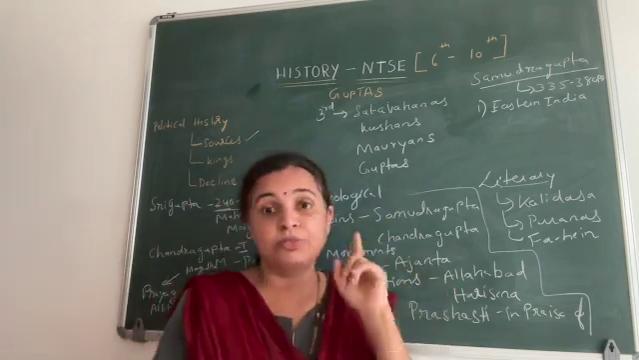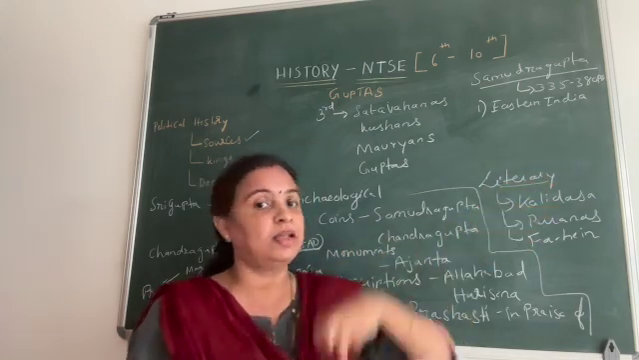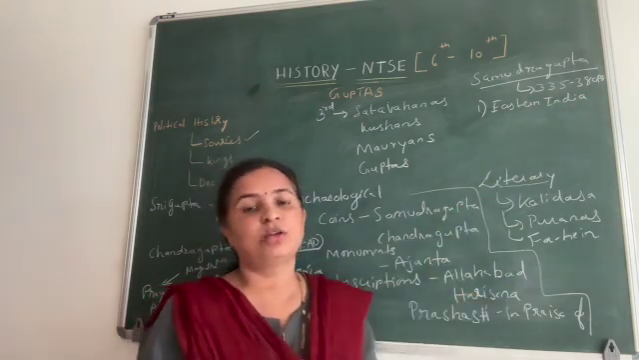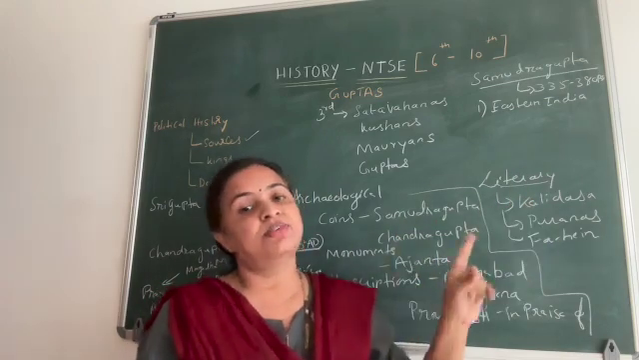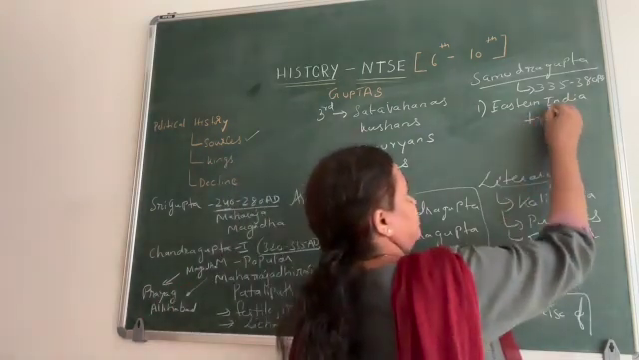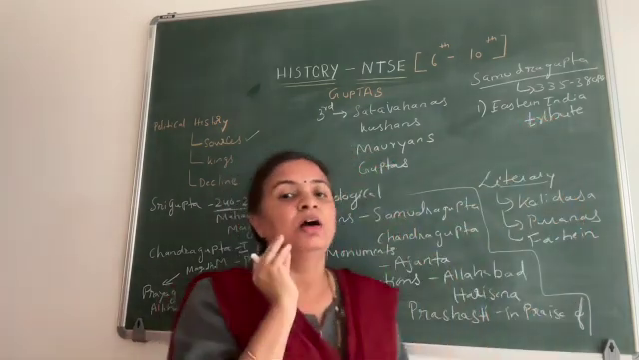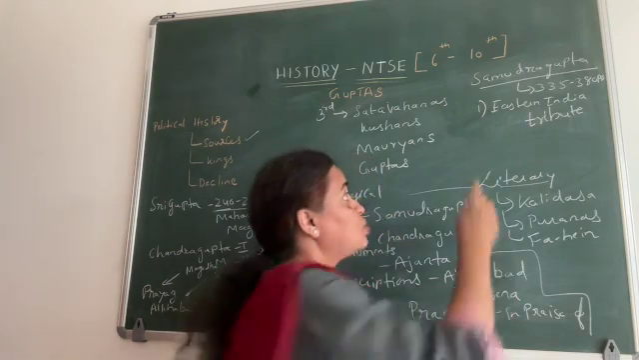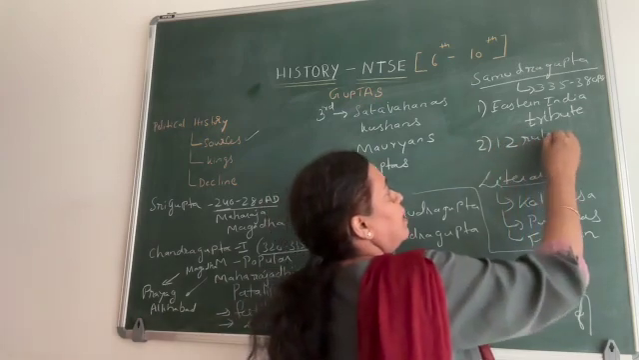Samudragupta was very wise. He knew that if he put everybody in his kingdom, it would be difficult to rule, because Eastern India is a very big region for him to rule. So he allowed the Eastern kings to rule, but they were supposed to pay a yearly tribute. What is a yearly tribute? They were supposed to pay him some kind of revenue or resources. Then secondly, he also went to the south and defeated 12 rulers in the Deccan.